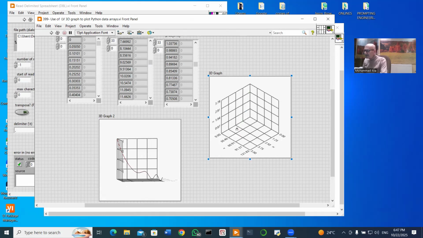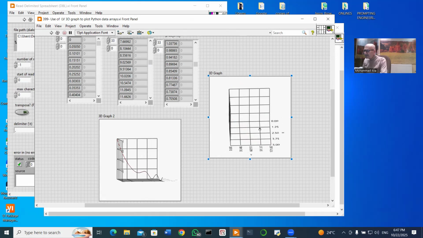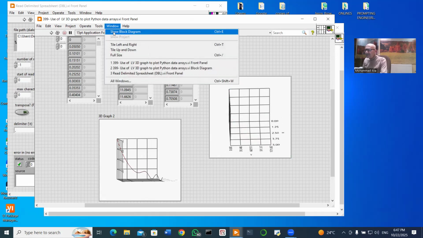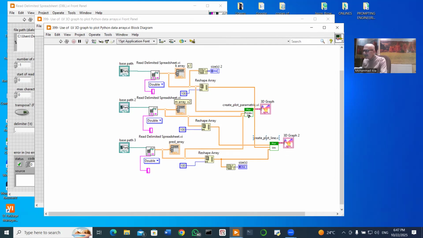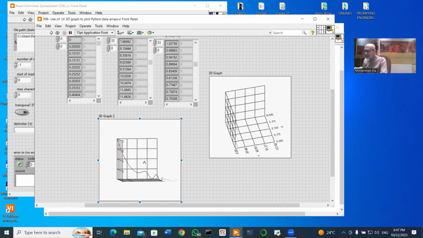Also, you can see the same thing by using the other VI. Here it is, the create plot parametric VI. This is the parametric VI. As you see, the same figures directly appear and are shown without any difficulty.